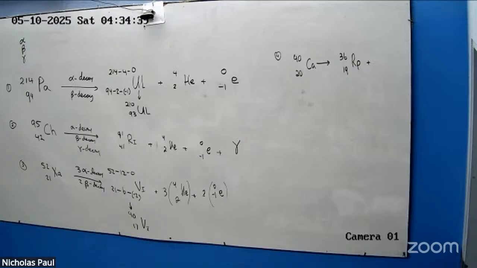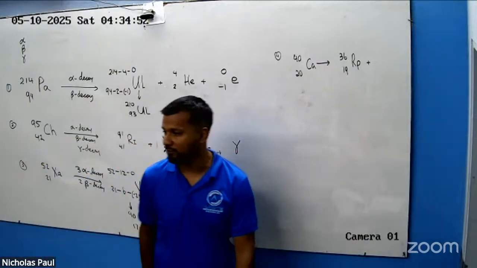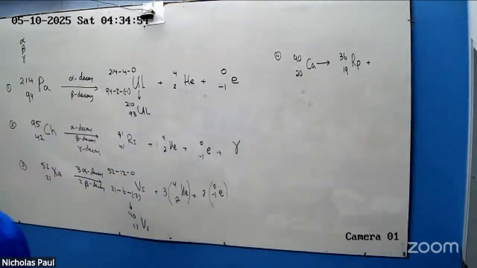You kind of have to work in reverse, right? What type of decay will give you 36, 19? And it's more than one. More than one, right?